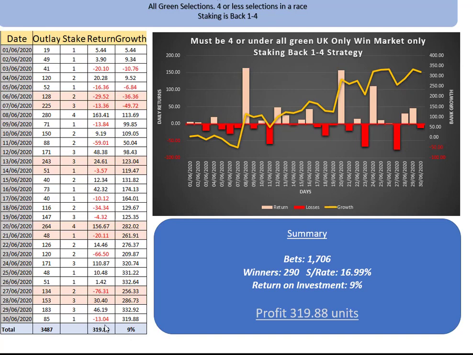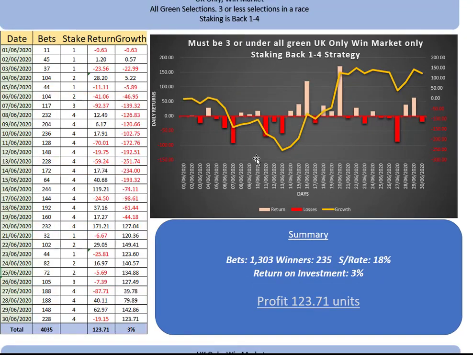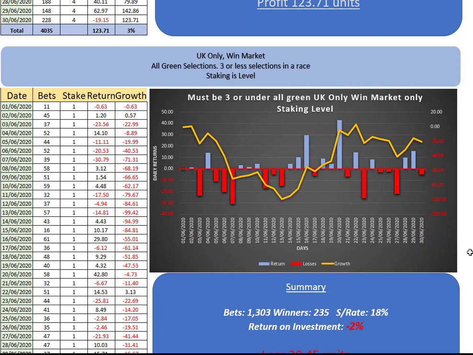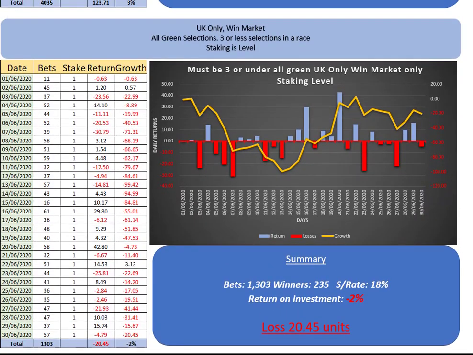Okay, so we can see there that the back 4, even though we've spent twice as much money, we've made like £290 more profit. Okay, and then if we look at 3 and under, so this is races, obviously, as the name suggests, where there's 3, 2 or 1 horses in there, we find, if I just go to level staking first, down the bottom here, we actually lose money. Here, we lost money. We had 1,300 bets and we lost £20.